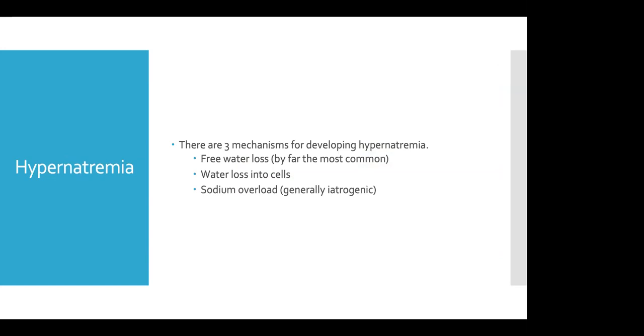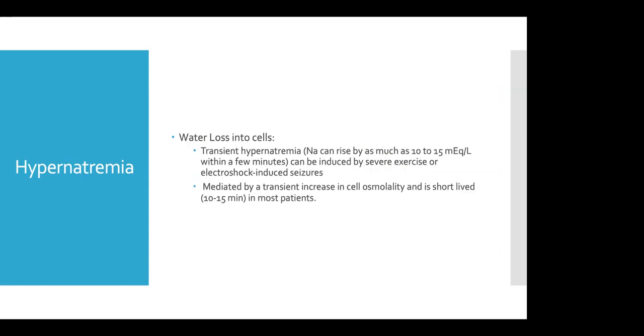There are 3 mechanisms, but really there's one mechanism that we worry about. There's free water loss, which is by far the most common and what we generally deal with. The other two, water loss into cells and sodium overload, we generally don't see very often. We'll mention them just so you know what they are. Water loss into cells causes a transient hypernatremia, and it can happen with severe exercise or electroshock-induced seizures. You get an acute rise in the sodium by as much as 10 to 15, and usually it just lasts for 10 to 15 minutes and then goes away. So we generally don't see this or worry about it.